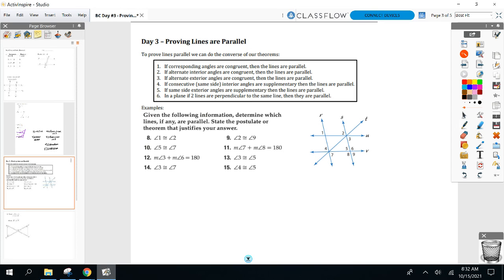What I want to do today is go backwards. I'm going to flip it on you. I'll give you a bunch of angles congruent. You tell me what lines have to be parallel and why. Okay, what lines have to be parallel.